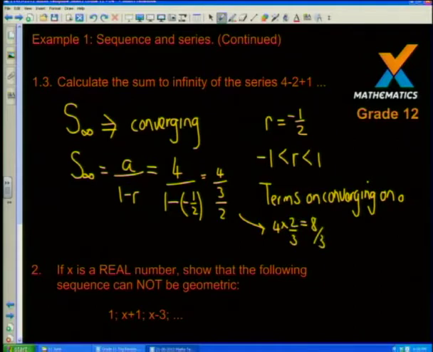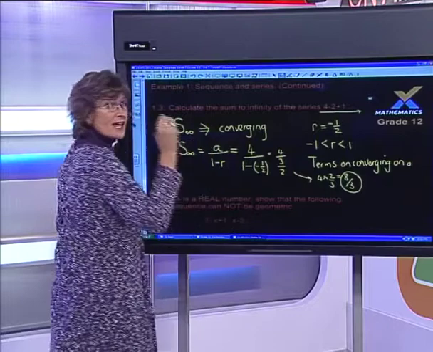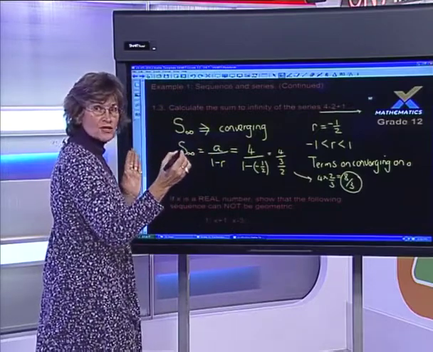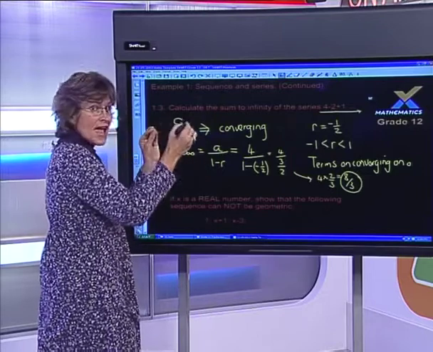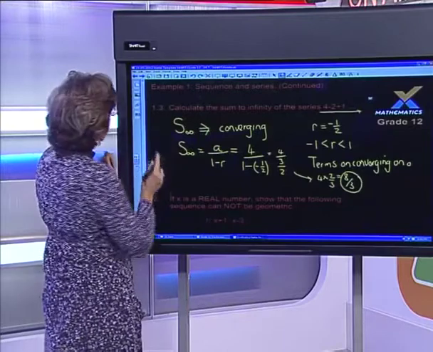Now, what does that 8 over 3 mean? Well, it means that I can add up 100 terms or 1,000 terms or 2,000 terms, and the answer will never equal 8 over 3, but its limit will be 8 over 3. So it'll never get more than that. But as I add each term, it's going to get closer and closer to 8 over 3.